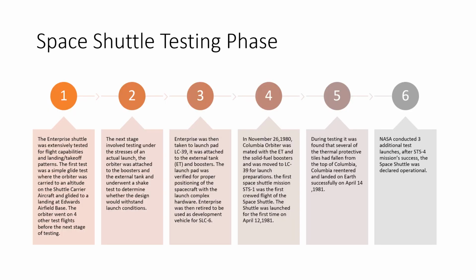The Enterprise test shuttle was extensively tested for flight capabilities and landing patterns. The first test was a simple glide test, where the orbiter was carried to an altitude aboard a shuttle carrier aircraft and glided to a landing at the Edwards Air Force Base. The landing was completed successfully. The glider then underwent 4 additional flights before the next stage of testing.